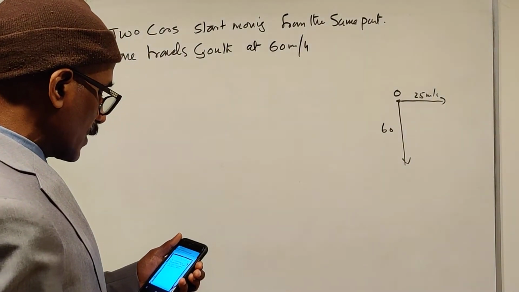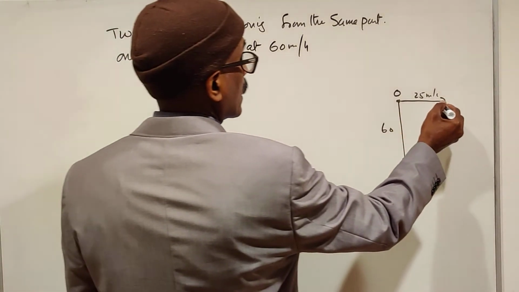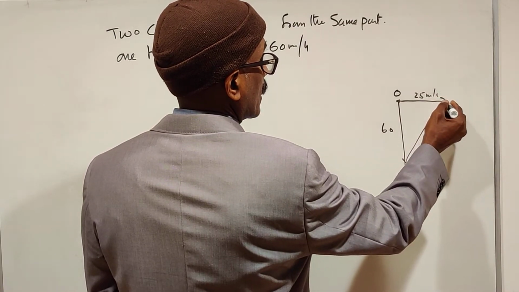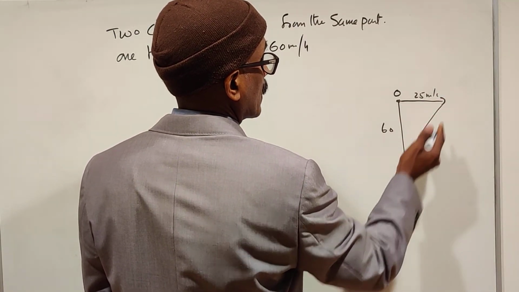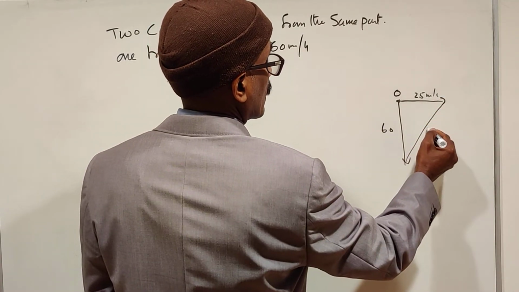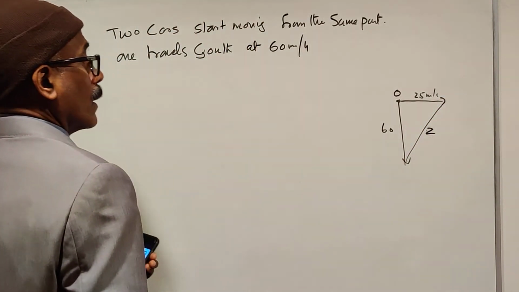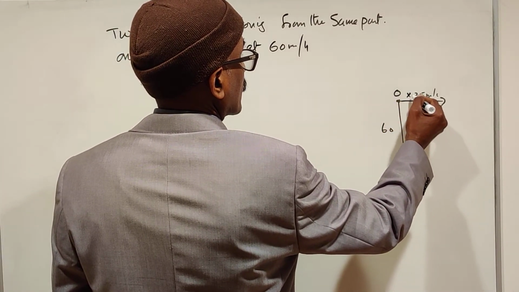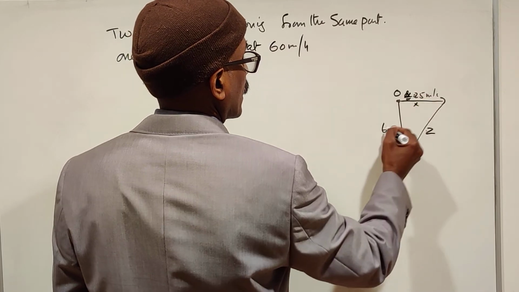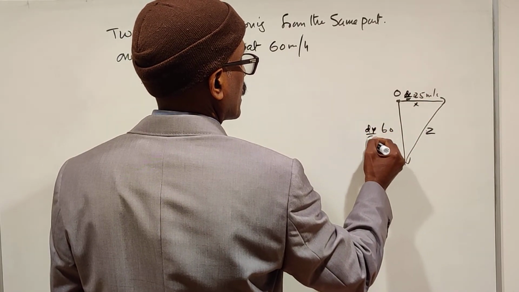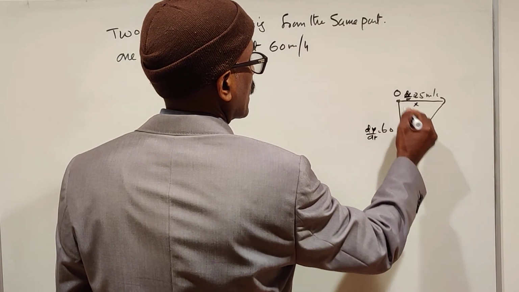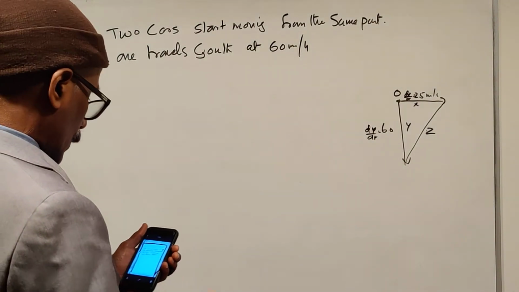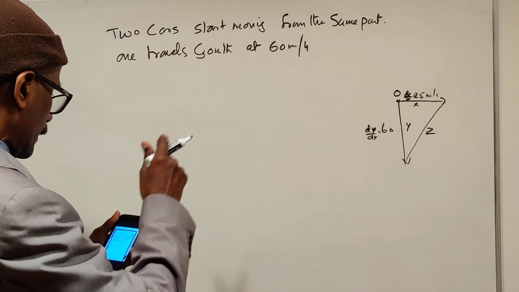At what rate is the distance between the cars changing? We need to find out the distance between the cars. When one car is here, the other one is here, the distance between the cars is this one. I am going to put C. This one is x, this is actually dx by dt. This is actually dy by dt. The distance is y, this one is x.